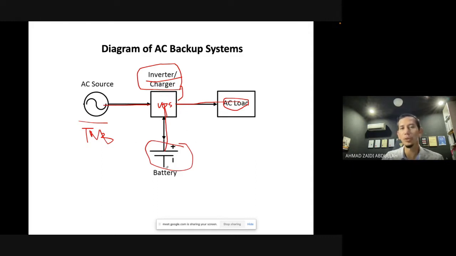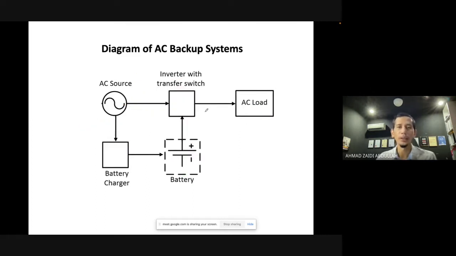Then let's say once the AC is interrupted, no supply from the TMB, the stored power from the battery will be connected to the UPS, and then from the UPS it will transfer to the AC load. Easy.